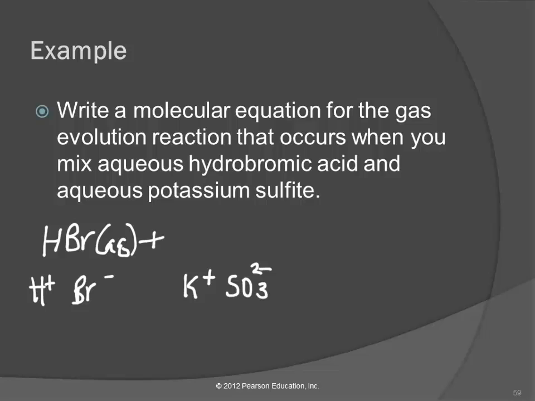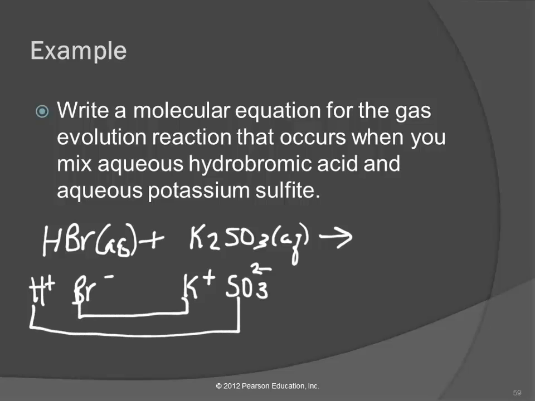So when we put those two together, we need 2 potassiums with the sulfite. Sulfate is so much more common that I tend to write that instead. That's aqueous. So we predict the products. This is going to be a big old mess. We predict the products by swapping partners. So we're going to put potassium and bromide together and see what happens. We're going to put hydrogen and sulfite together and see what happens.